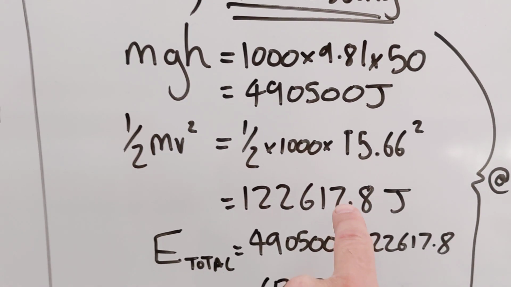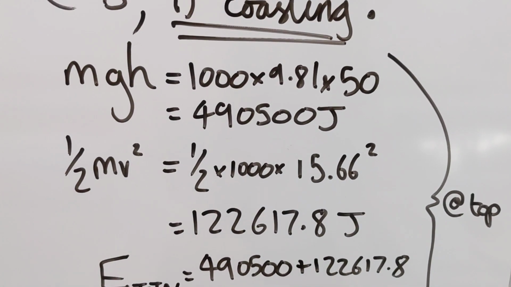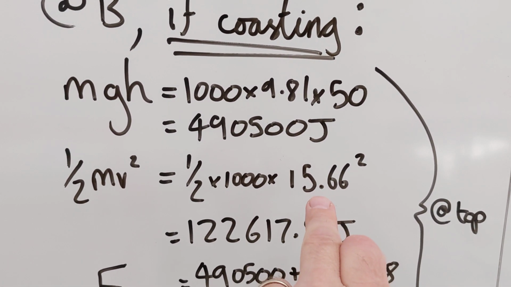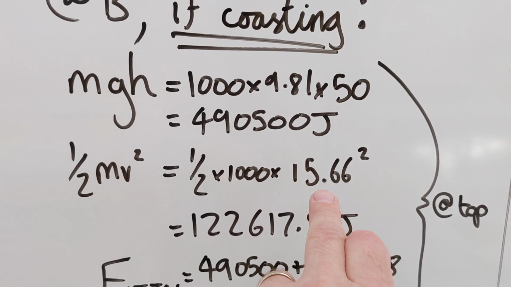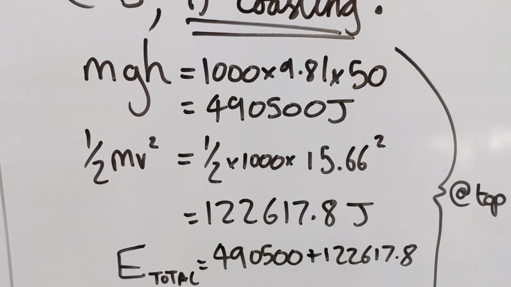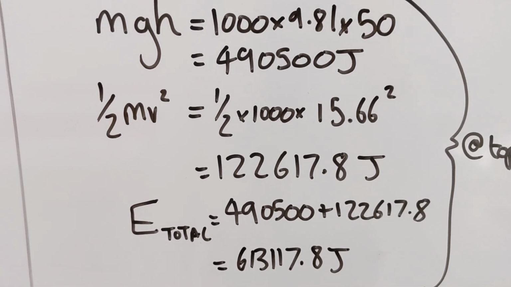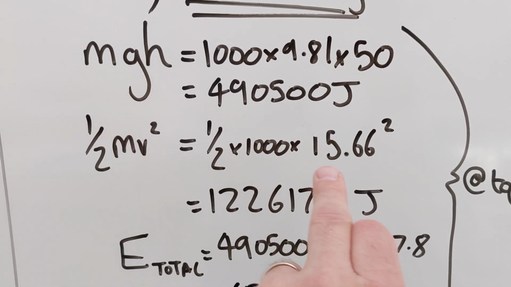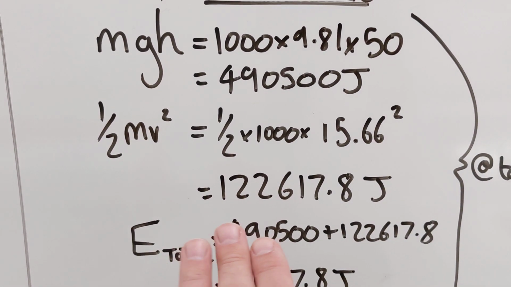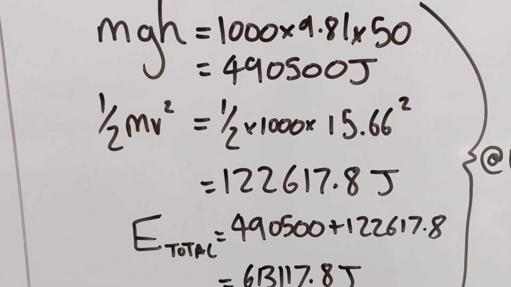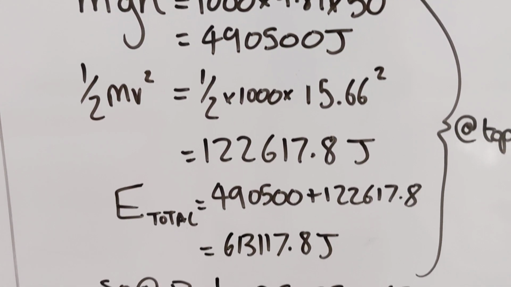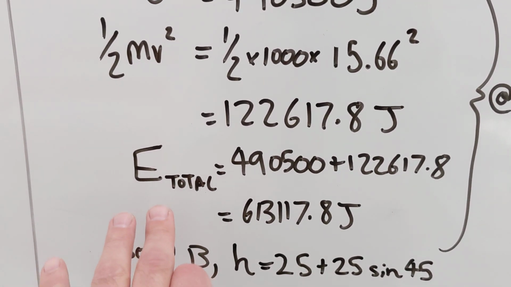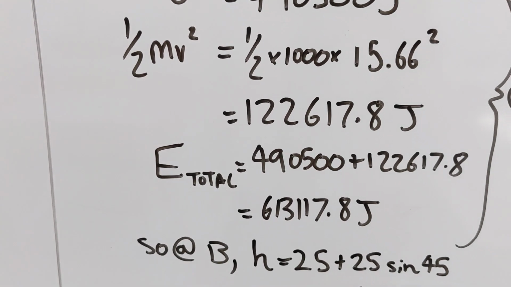And we've already calculated, this should say 15, we've already calculated the speed, 15.66 meters per second, the lowest speed that the car can have at C when coasting. And so the kinetic energy is going to be half times the mass times that speed squared. And there it is, 122,617.8 joules. So the total energy in our system is the sum of those two.